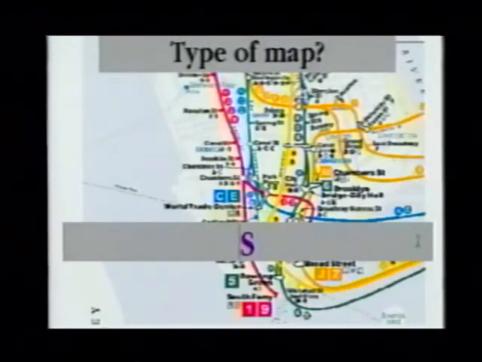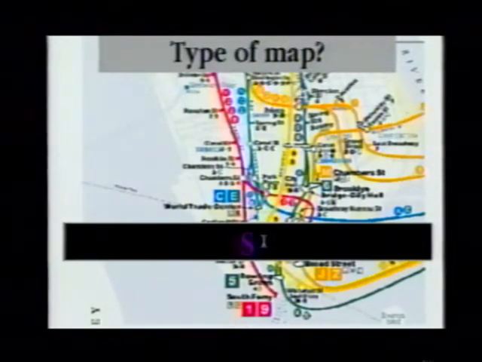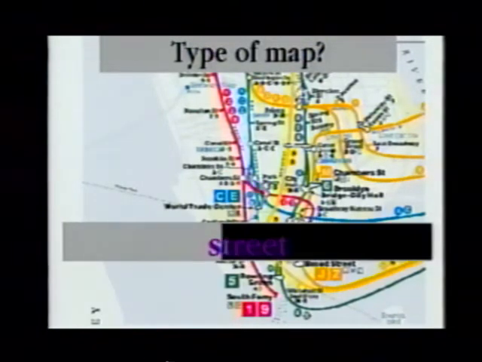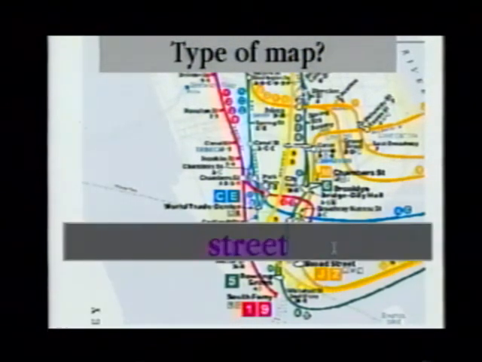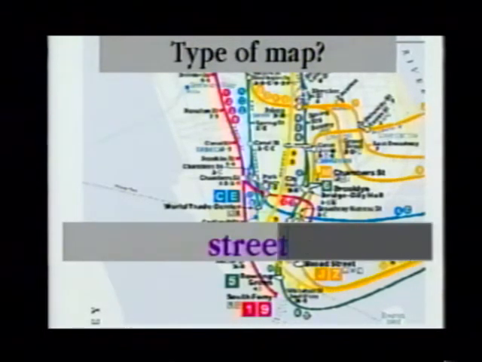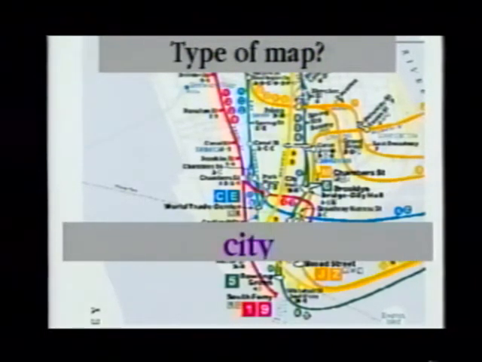Now, I got one more map for you here. I'd like you to tell me, what do you think this kind of map might be? What type of map could that be? A street map, perhaps? Somebody said a street map. Any other ideas? Have you ever seen a map like that before? City map. A city map was another idea.